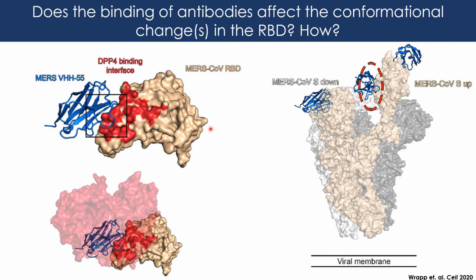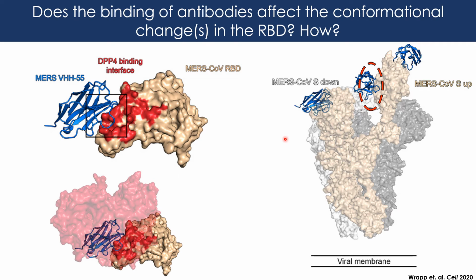In another kind of study, it was shown that this VHH55 antibody, which was isolated from llamas, actually competes with DPP4 for binding to the RBD, and once this antibody is present, the RBD will try to be in a down conformation, because if it is in an up conformation, this antibody can bind and neutralize the spike.